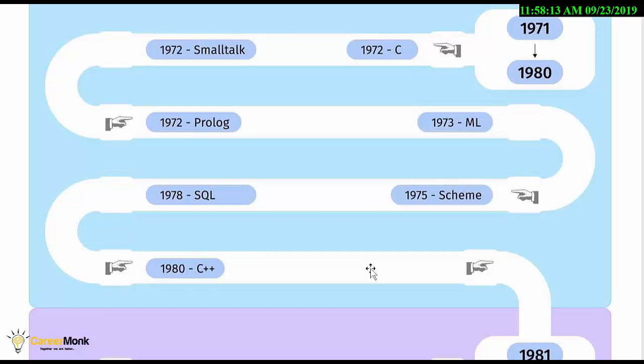And in this decade, C++ was also released on top of C, bringing the object-oriented concept to work with data. So the purpose of C++ and SQL is the same, but they manipulate the data in different ways.